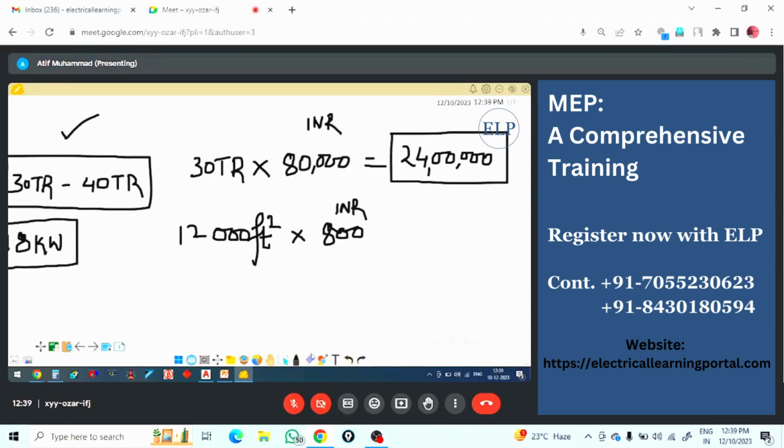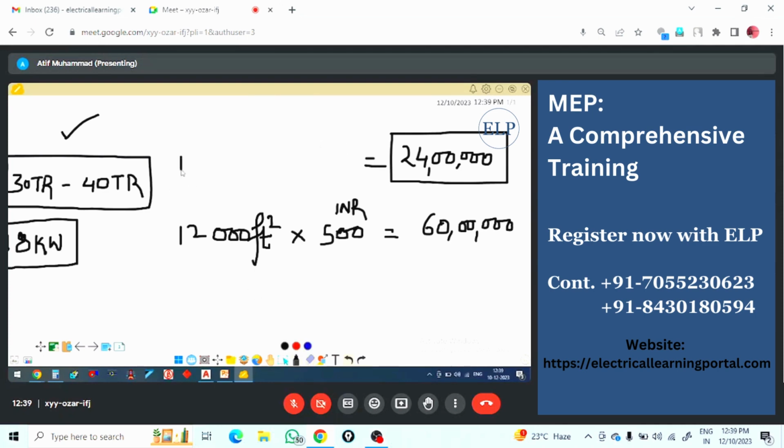So if I take 800 rupees here for 1 square feet area, so it will become, okay, I think 800 rupees is a little bit more here. So we can go with 500 to 600 also here. So if you are going square feet wise, you will get 60 lakh here. And suppose if you are going here also square feet wise, so here also we can go the same way, 12,000 square feet, approximately similar here.